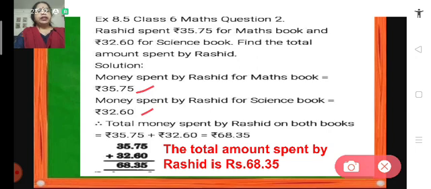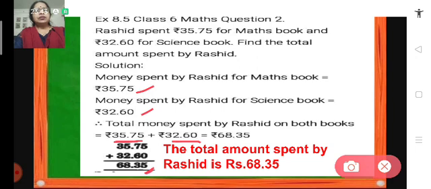Total money spent by Rashid on both books is 35.75 plus 32.60. So we can add them as we have learnt. We put them according to their place values. We write them in columns. Then we start adding from the extreme right, from the hundredths place. So what is the total that we get? It is 68.35. 5 plus 0 becomes 5 here.